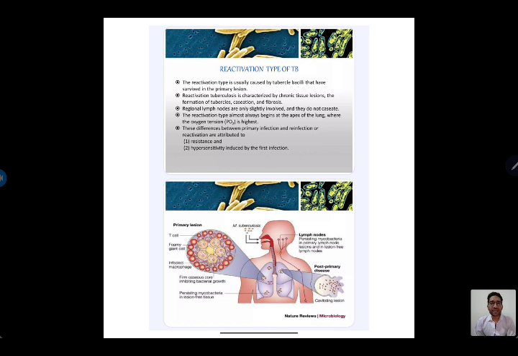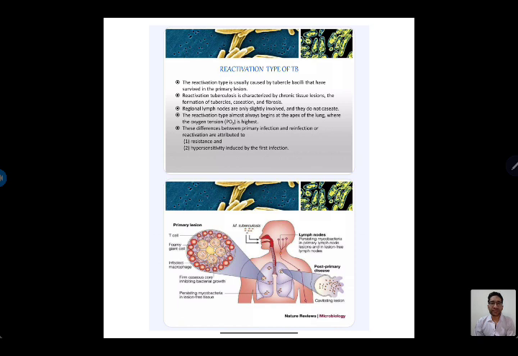Reactivation type of TB. The reactivation type of TB is usually caused by the tubercle bacilli that have survived in the primary lesions. Reactivation tuberculosis is characterized by chronic tissue lesions, the formation of tubercles, caseation and fibrosis. The regional lymph nodes are only slightly involved and they do not caseate. The reactivation type almost always begins at the apex of the lung where the oxygen tension is high.